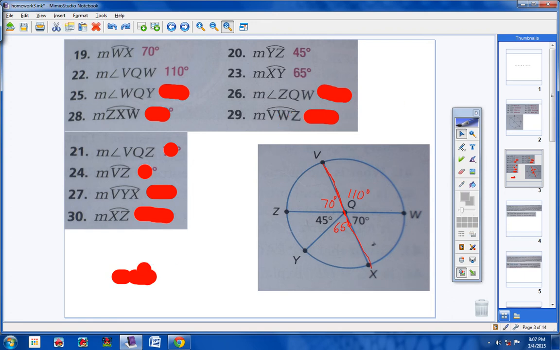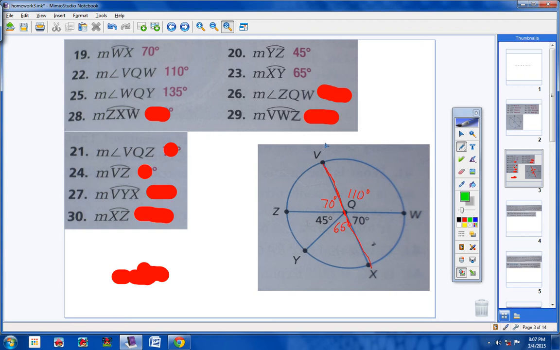Alright, number 25. Angle WQY. So W to Q and then to Y. I'm going to use a different color from here on so we can see it a little better. W to Q to Y. So this whole angle right here is made up of two angles, 70 and 65. Add those together and you get 135. So the measure of that angle is 135.